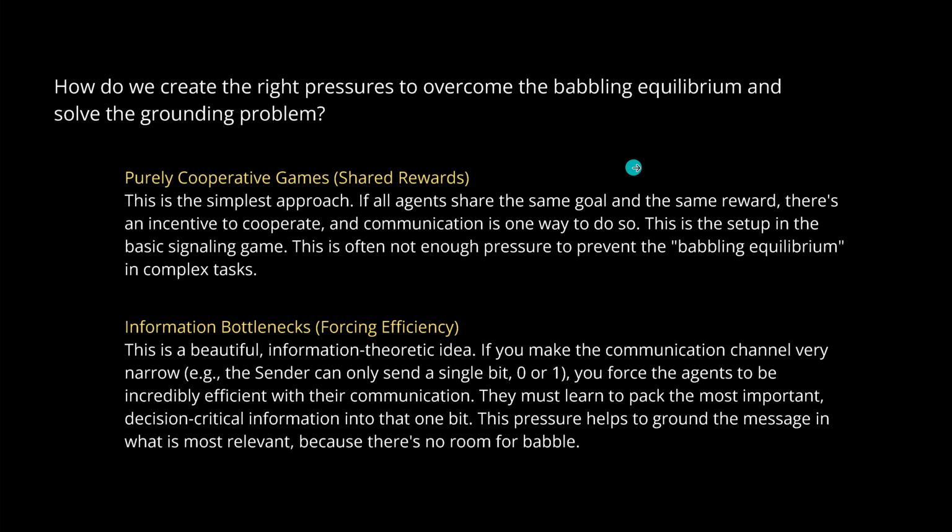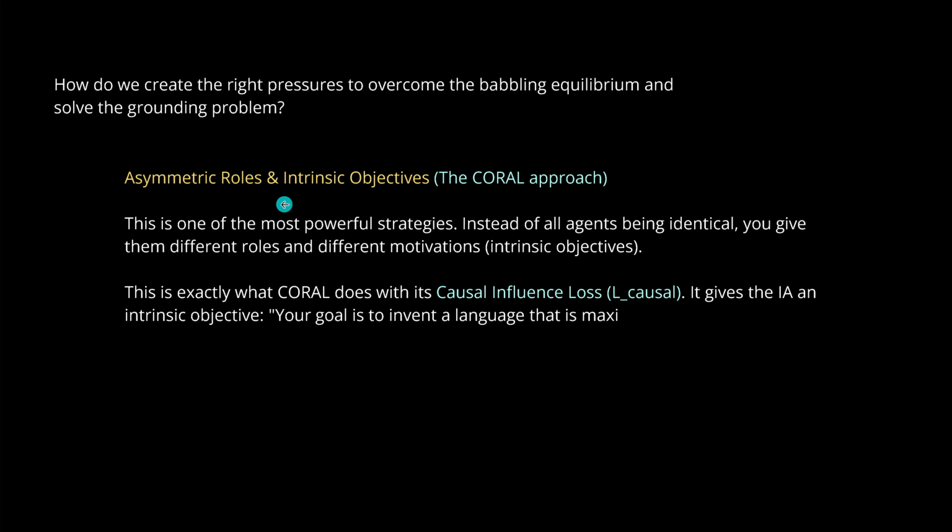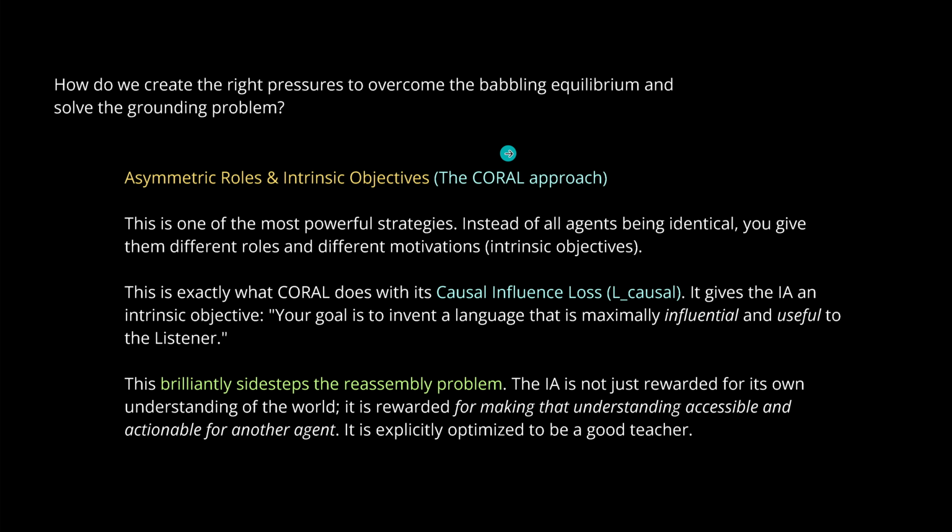To overcome the babbling equilibrium and solve the grounding problems, we have shared rewards and an information bottleneck solution, but the third solution is interesting. This is the approach by Carl. This is the asymmetric roles in the intrinsic objective with this particular loss function I already showed you.